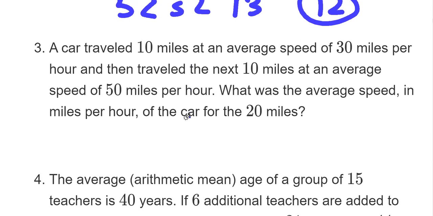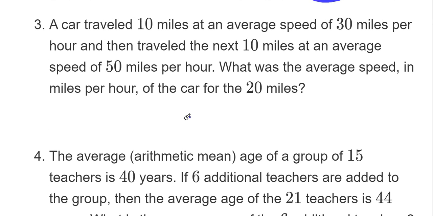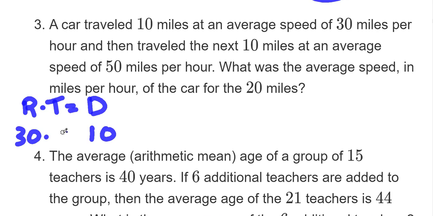Okay? All right, a car traveled 10 miles at an average speed of 30 miles per hour and then traveled the next 10 miles at an average speed of 50 miles an hour. What was the average speed in miles per hour? So remember, guys, that rate times time equals distance. Okay, so at first, you go 10 miles at an average speed of 30 miles per hour. So the time has to be 1/3, okay?